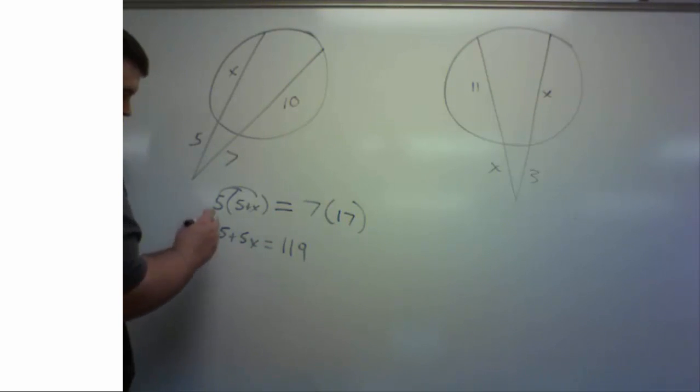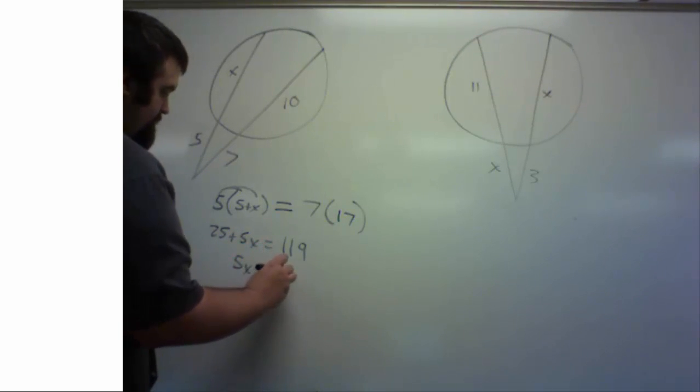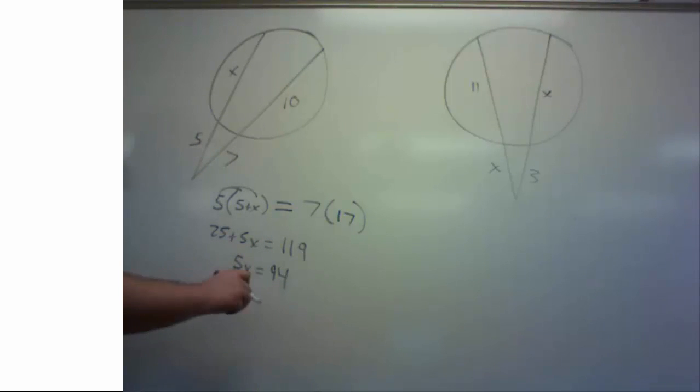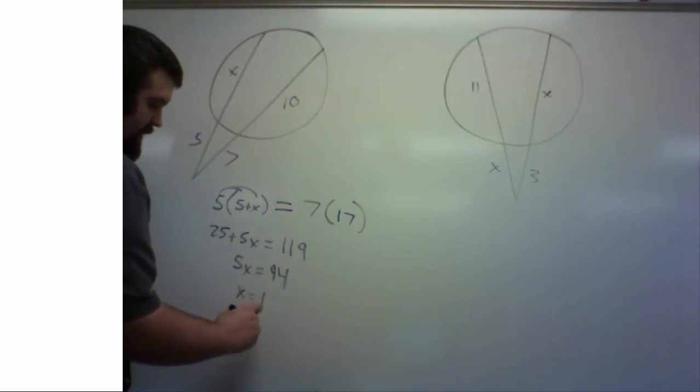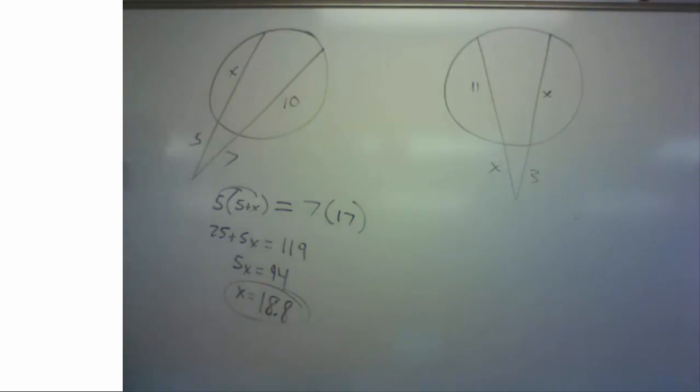Yep, 119. Subtract 25 from both sides, 5x equals 94. Divide both sides by 5, x equals 18.8. And there we go. x is 18.8.